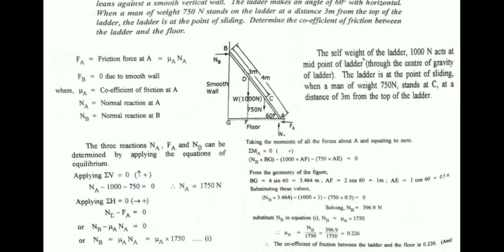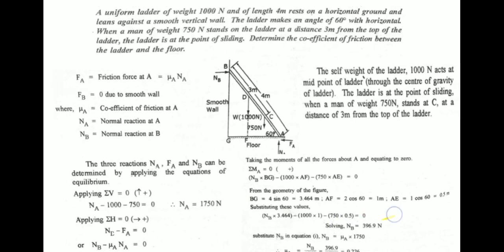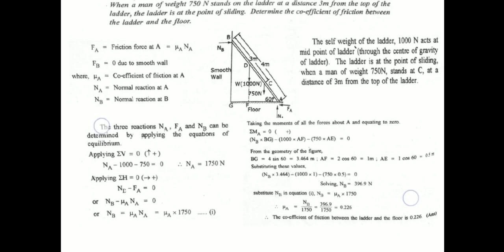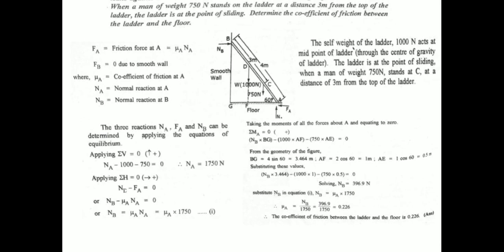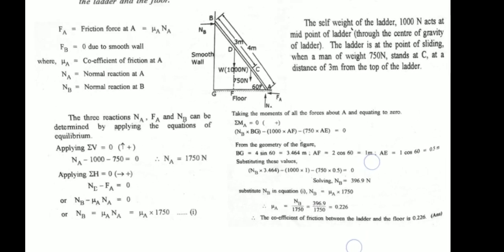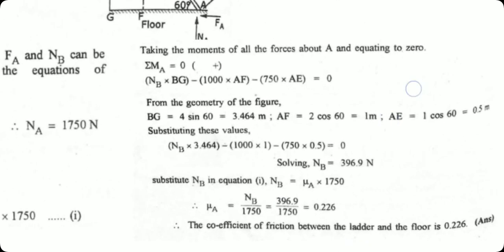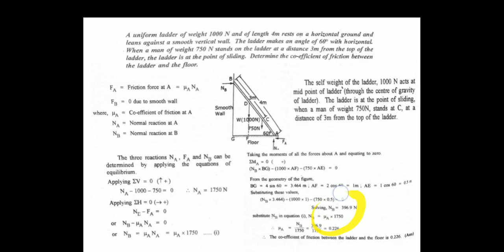After finding the moment, you substitute in the relevant equation. You can find the normal reaction at point B, that is NB is equal to 396.9. So final expression, mu is equal to F by N, and friction is equal to mu into N. By substituting the known data, we can find the coefficient of friction as 0.226.